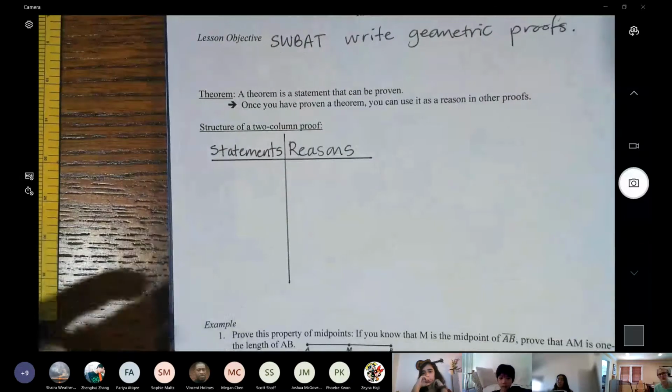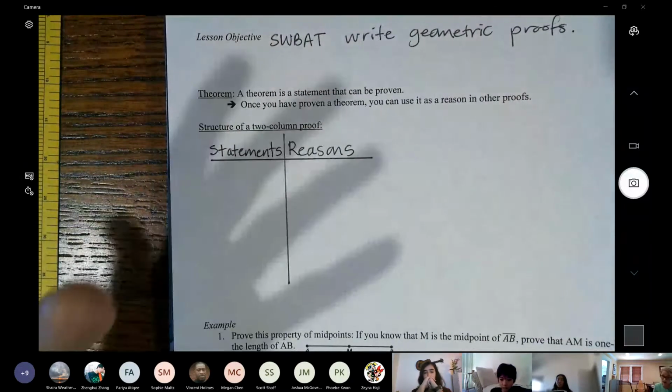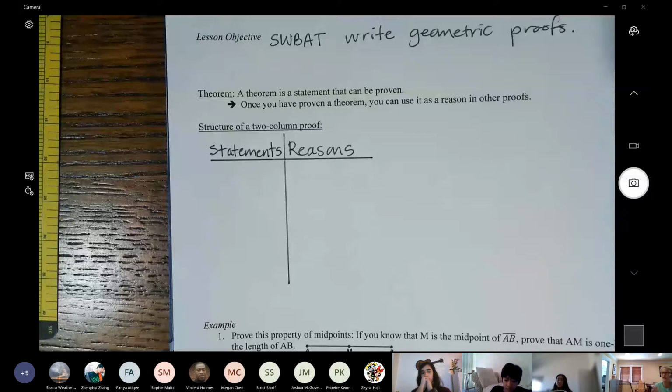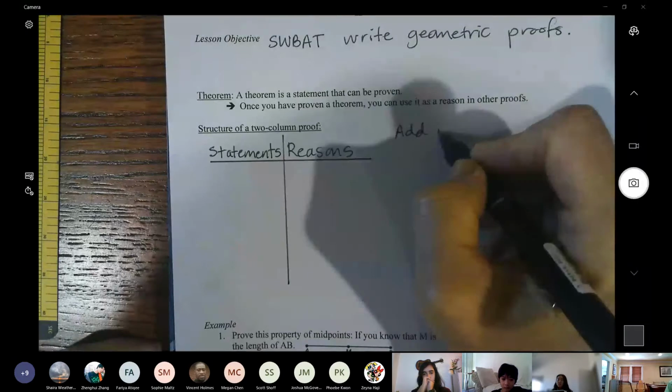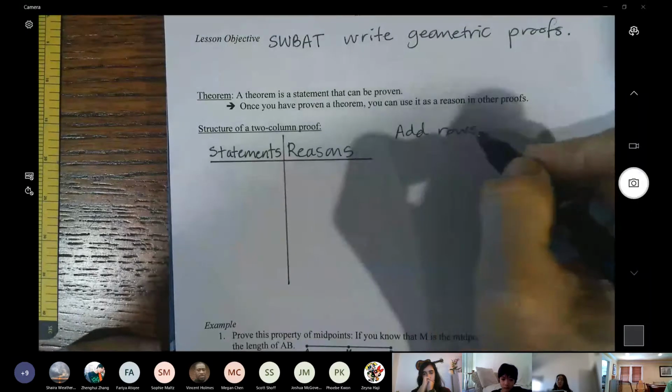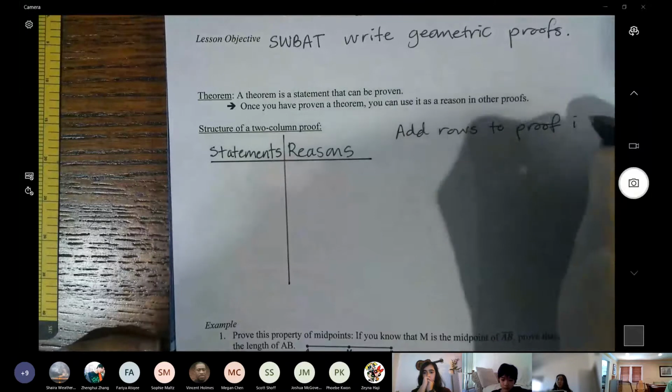And sometimes students say to me, well, how do I know if I'm done? Or how do I know where to start? Or how do I know what to put in the middle? So I'm going to give you some guidelines. And over here, I hope you have room for it. I want you to add rows to your proof if any of these three things happen.